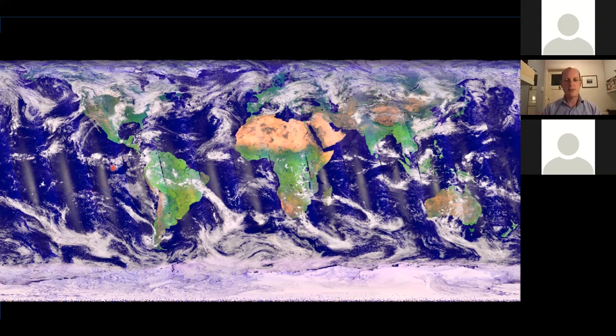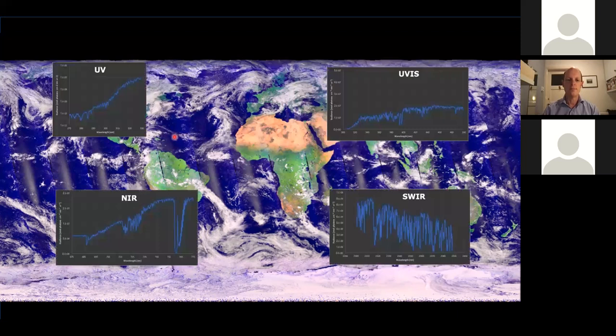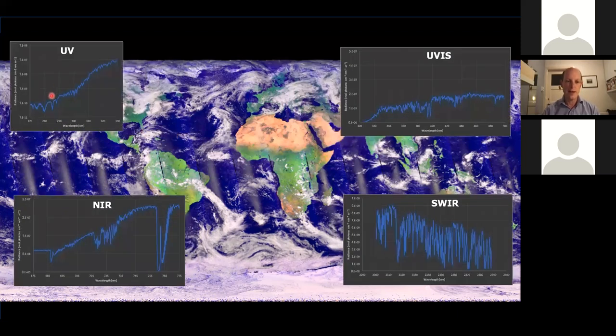So as I said, we record spectra. It means that for each and every pixel that you see here on the screen, we have a complete spectrum for all of our spectrometers. So we have for each pixel about 4,000 wavelengths recorded in these 4 spectrometers, which you can see now, the radiance spectra on the screen for one of these pixels.